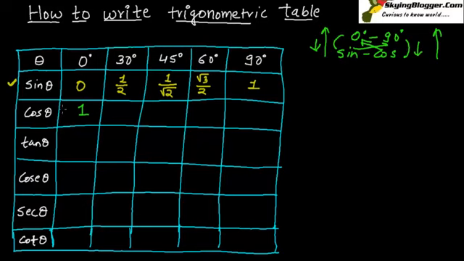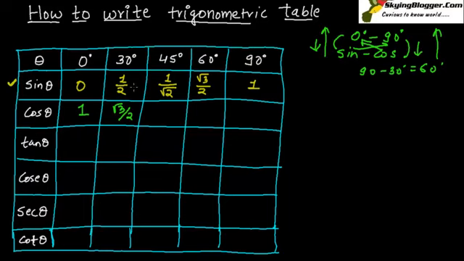Now simply think: sine 30 equals half. So just subtract from 90. 90 minus 30 is 60. In sine 60 what is the value? It's root 3 upon 2. So cos 30 will be root 3 upon 2, because if you subtract 30 from 90, you get 60.